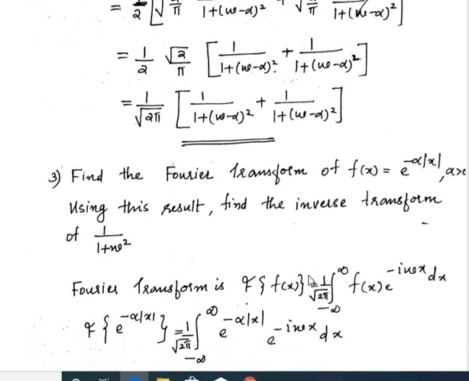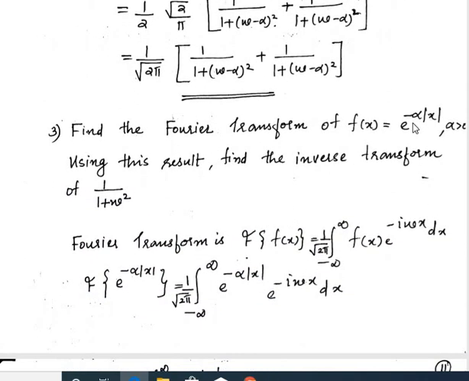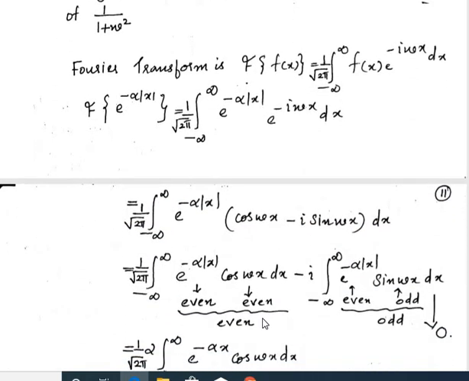Now the next question: find the Fourier transform of f of x equals e raised to minus alpha |x|, alpha greater than 0. Using this result, find the inverse transform of 1 by 1 plus omega square. So first we have to find the Fourier transform of this one. So we write e raised to minus alpha |x| e raised to minus i omega x dx, and e raised to minus i omega x is cos omega x minus i sin omega x.